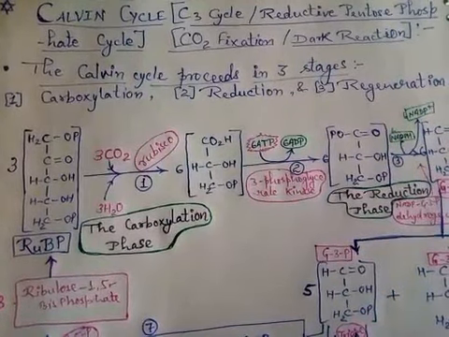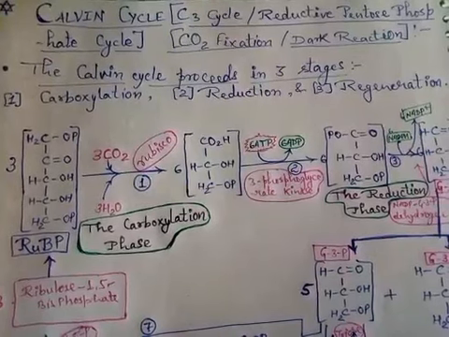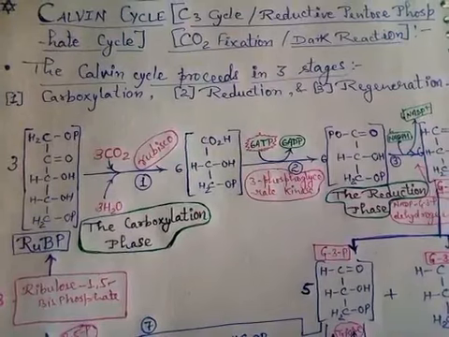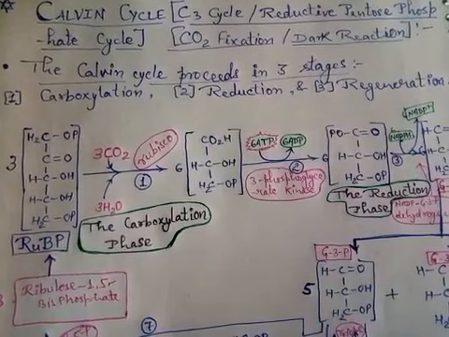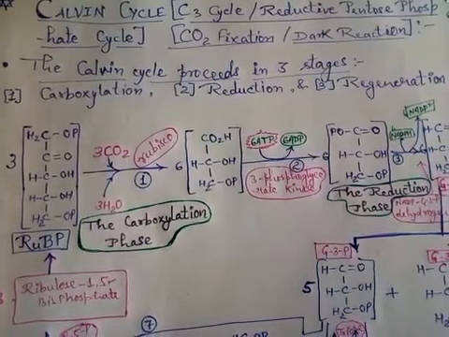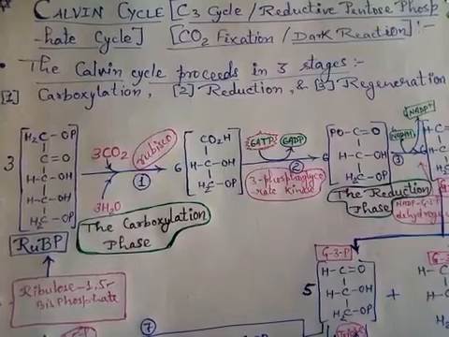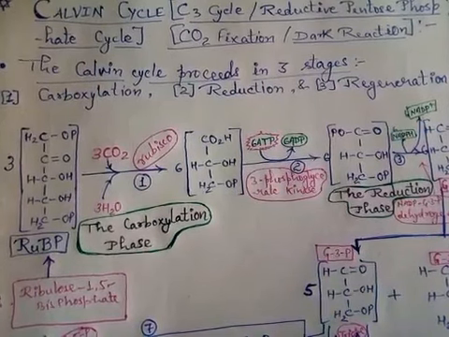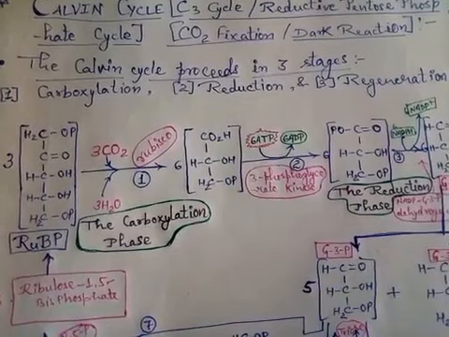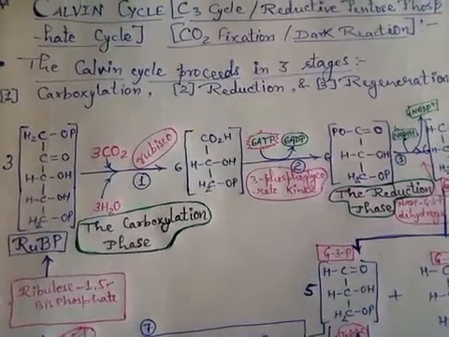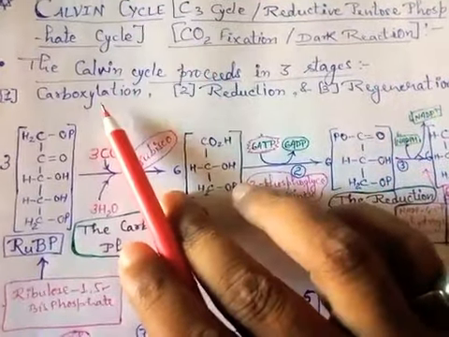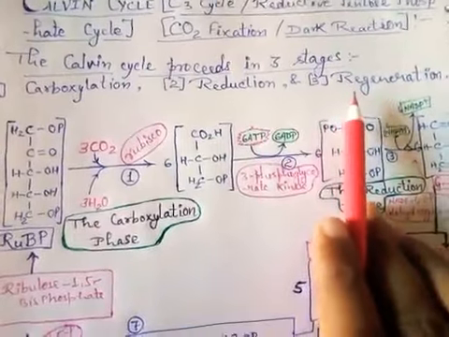We have to discuss the Calvin cycle and the energy used in the Calvin cycle. It is also known as the C3 cycle, and it is the most relevant CO2 fixation pathway of C3 plants. It is also known as the dark reaction or reductive pentose phosphate cycle. The cycle proceeds in three phases: first carboxylation, second reduction, and third regeneration.